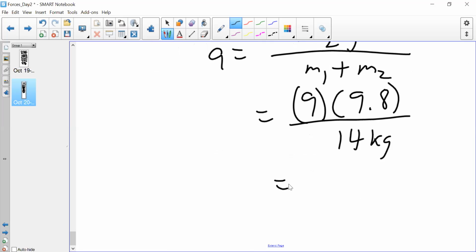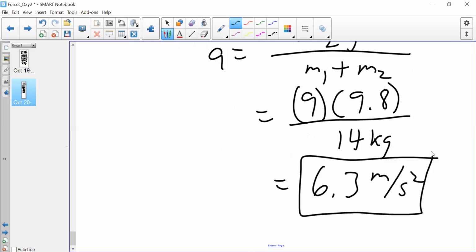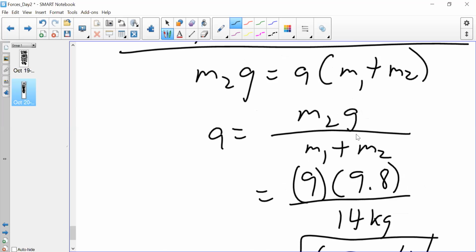6.3 meters per second squared. Let's get that. So that's what you should have. Any questions? Can I see the equation you got for A again? Yep. Right here.